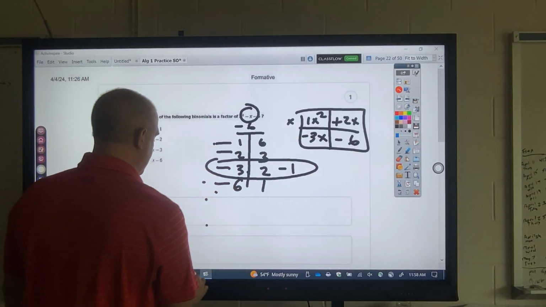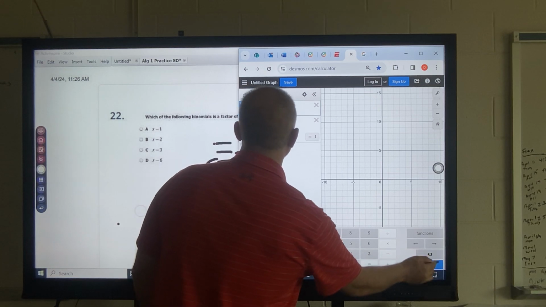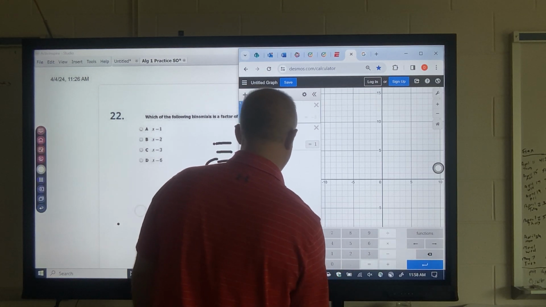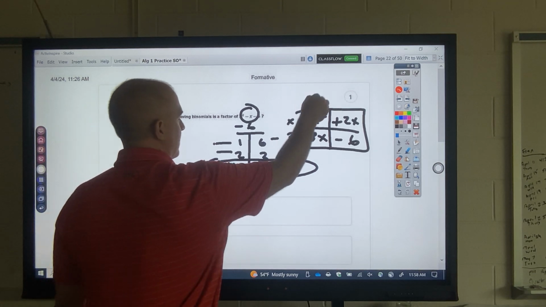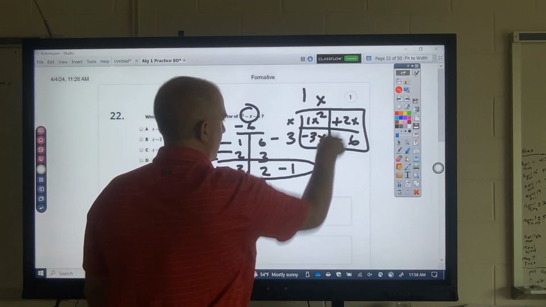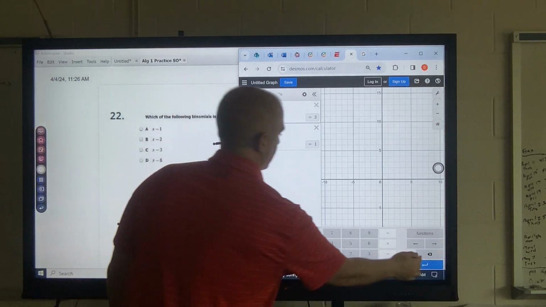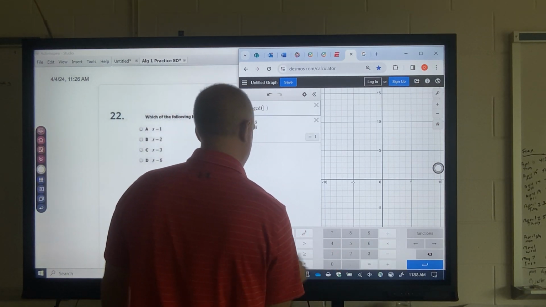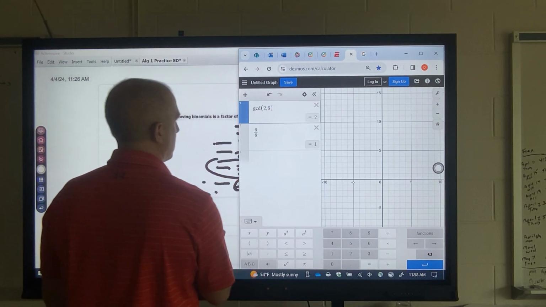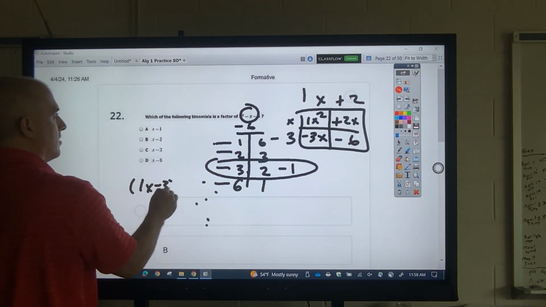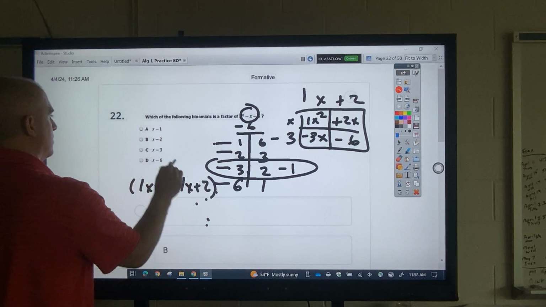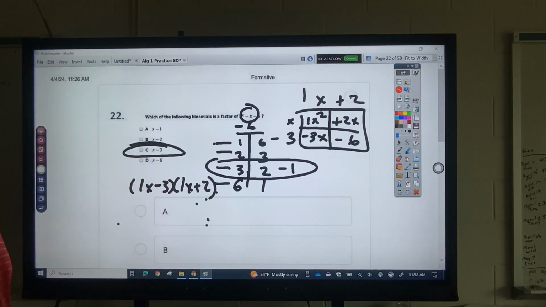GCF of -3 and -6 is 3. That's a minus, that's a minus. I got an x, I got a 1. GCF of 2 and 6, I hope everybody knows, is 2. It is +2. So my factors are 1x minus 3, 1x plus 2. That'll be that one.